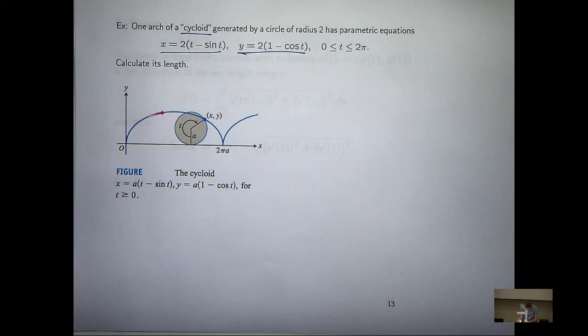Okay, yep. From an engineering and design point of view, cycloids are really important because they can be used to form arches in fancy buildings. Anyone been to London here? Anyone? All right, St. Paul's Cathedral. If you go into St. Paul's Cathedral, you'll see arches everywhere.